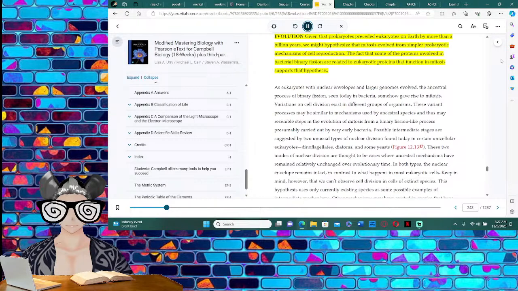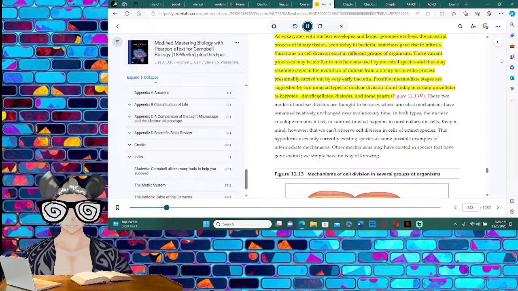Evolution: Given that prokaryotes preceded eukaryotes on Earth by more than a billion years, we might hypothesize that mitosis evolved from simpler prokaryotic mechanisms of cell reproduction. The fact that some of the proteins involved in bacterial binary fission are related to eukaryotic proteins that function in mitosis supports that hypothesis. As eukaryotes with nuclear envelopes and larger genomes evolved, the ancestral process of binary fission, seen today in bacteria, somehow gave rise to mitosis.